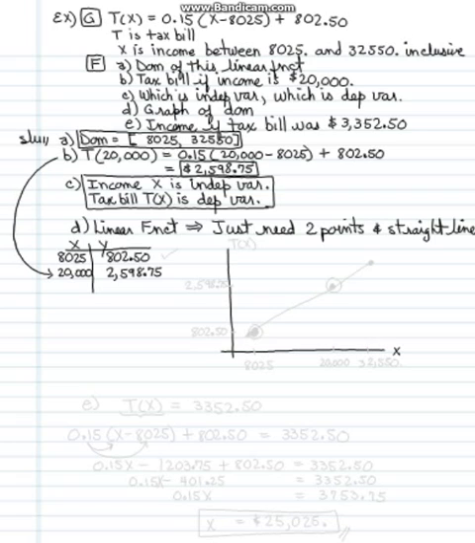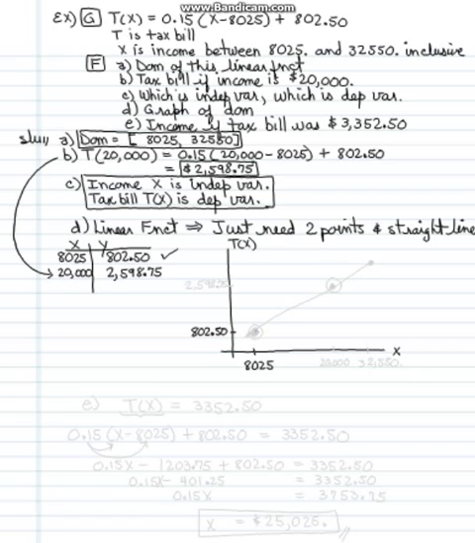Okay, here's our x-axis. This is our T of x-axis. So the horizontal is the income, and T of X is the bill. So the smallest value, let's say it's about right here. The X value is 8025. And its Y partner, let's put it about right here. That is 802.50. So those two meet right there. There's that ordered pair. Okay, that takes care of the first point.